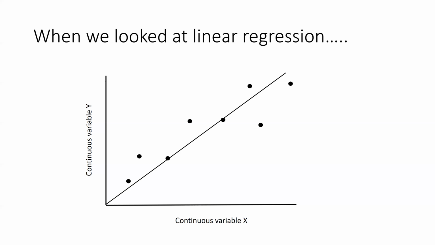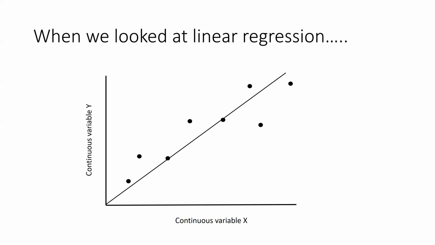We can use this line of best fit to say, given a value of x, we can predict the value of y. And also if we have multiple continuous variables, i.e. multiple linear regression, we can take multiple variables and still predict the value of y. And linear regression is useful because it can tell you which variables contribute most to that prediction of your continuous variable y. So it's a very useful thing.